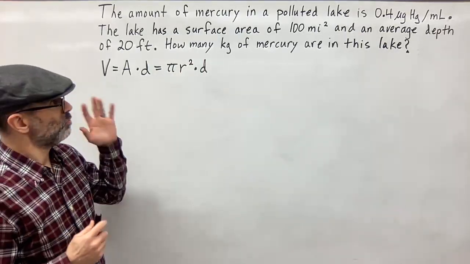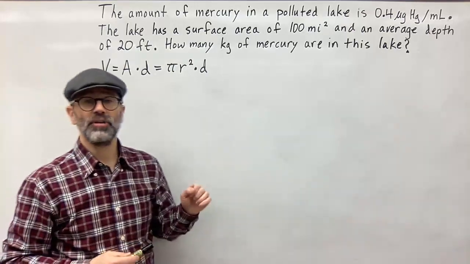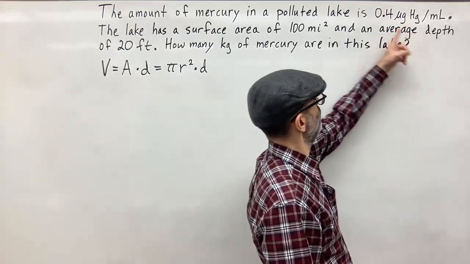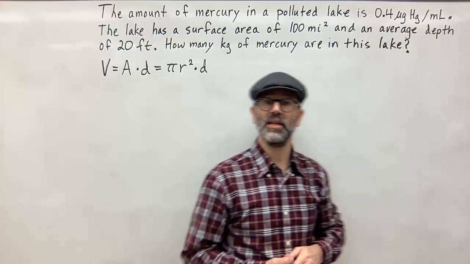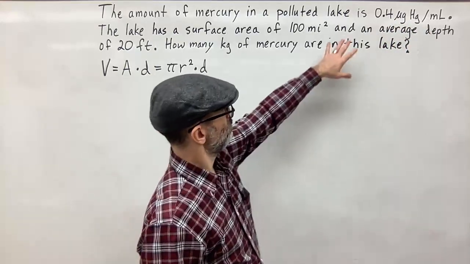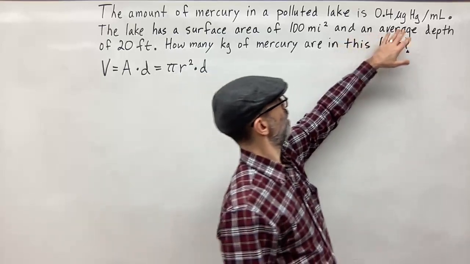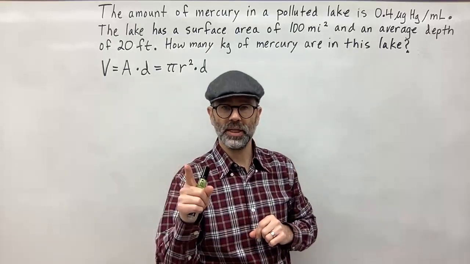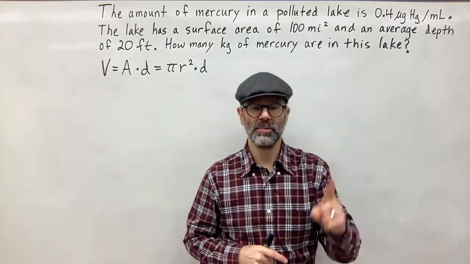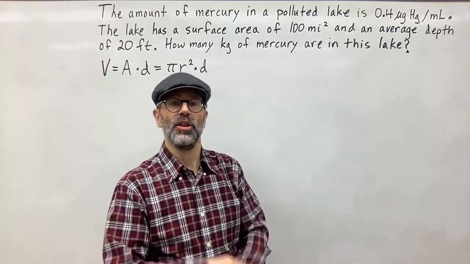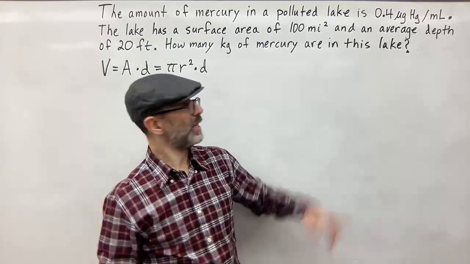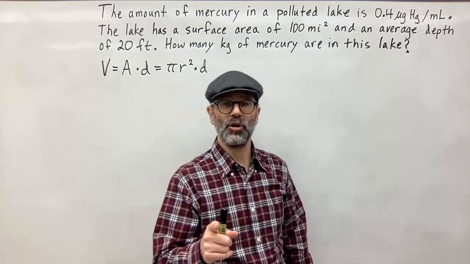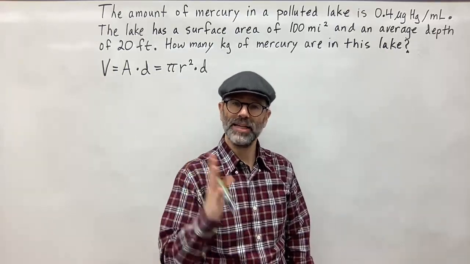Now, we want the mass of the mercury in the lake. So notice they're giving us the density, or the concentration, if you will, of mercury in the lake. We're told it's 0.4 micrograms per milliliter. We've got a relationship between milliliters volume and mass in micrograms. So if we could get the volume of the lake in milliliters, we can then use this to convert milliliters to micrograms, and then take micrograms and convert that to kilograms. So that's our plan of attack.